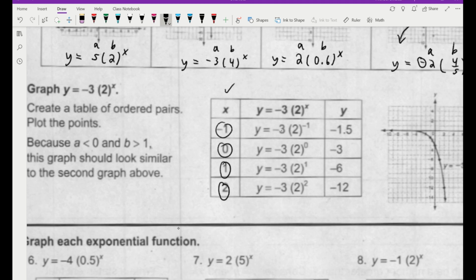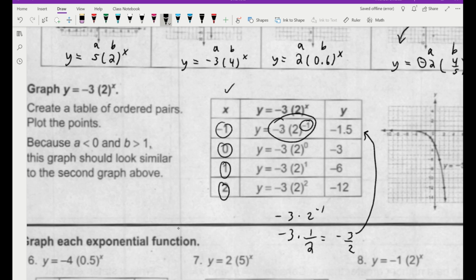You can always enter this into a calculator, but I want you to understand that when you have something raised to the negative 1 power up here, we just take the reciprocal. So minus 3 times 2 to the minus 1 is the same thing as minus 3 times 1 over 2, which of course is negative 3/2, which gave us the value here of negative 1.5.